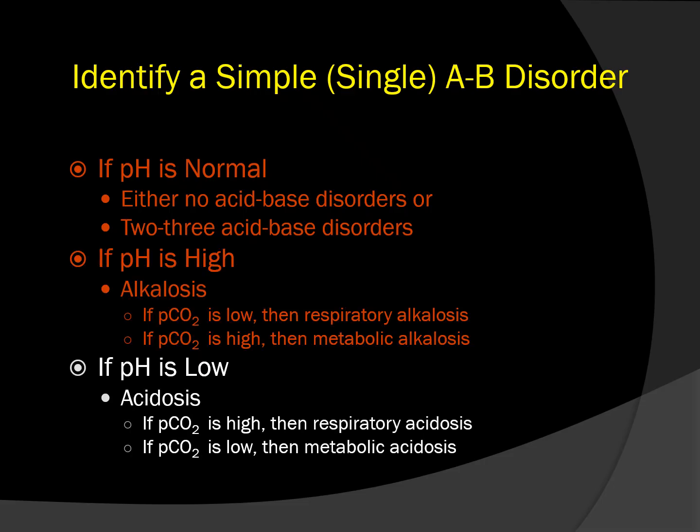On the other hand, if the pH is low, we know we have an acidosis, and the same logic applies with hypercapnia or alveolar hypoventilation. When the PCO2 is high, that's how we define a respiratory acidosis. And if the PCO2 is low while we have a low pH, then we clearly have a metabolic acidosis.